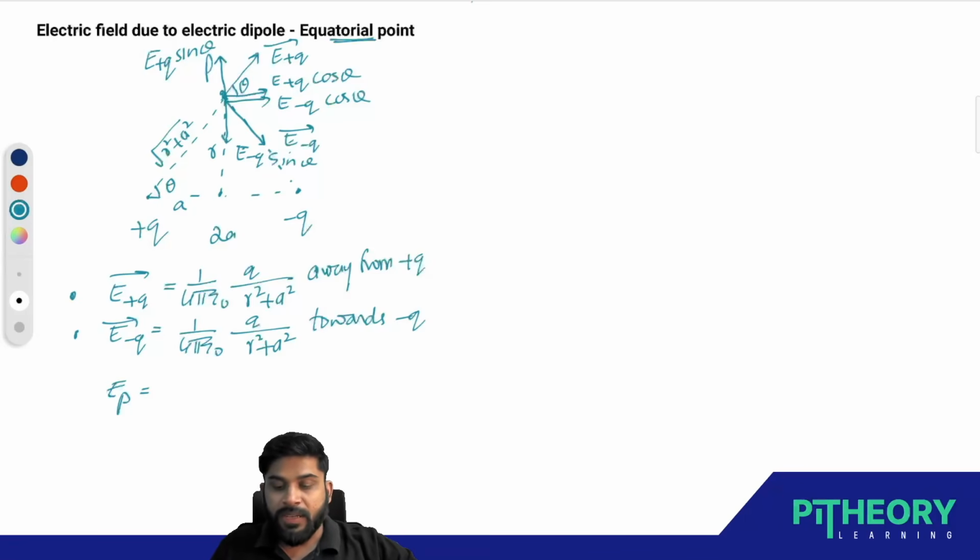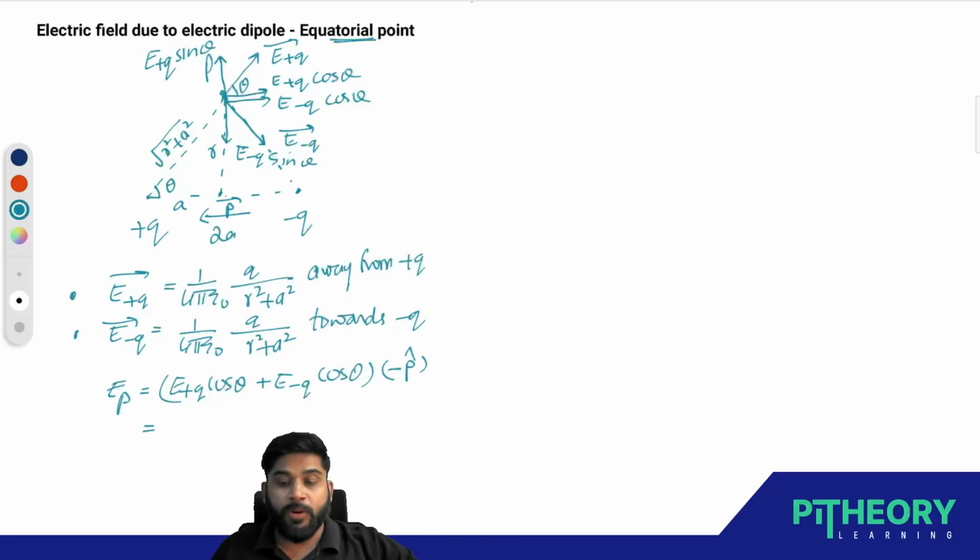E plus Q cos theta plus E minus Q cos theta, it will become, correct? Magnitude wise, if you are taking. And in what direction is it? We know dipole moment is from minus Q to plus Q. This is in the opposite direction of that. So minus P cap, we have to write here.